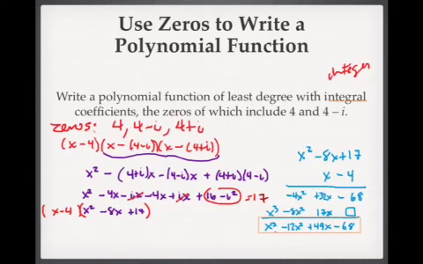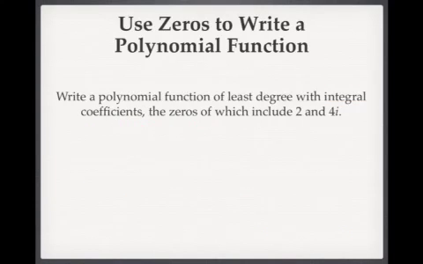Because we started with 3 zeros, 4, 4 minus i, and 4 plus i, and we wanted a polynomial function of least degree, least being x to the third, that has those two that we are given, plus the one more that we knew about, since the 4 minus i comes in pairs with its imaginary complex conjugate. Okay, another one like that.